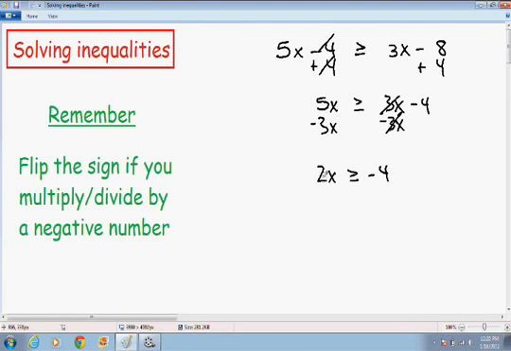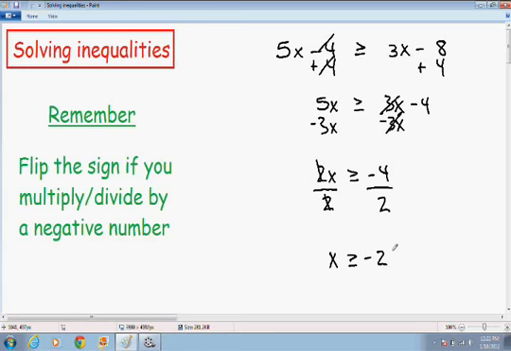Now in order to solve for x, we need to get x by itself. Notice how this 2 is still attached to the x. It's not quite by itself yet. Since we're multiplying the x by the 2, in order to get rid of that 2, I'm going to divide both sides by 2. On the left-hand side, the 2's cancel out, and we get x by itself. Since we divided by a positive 2, the sign stays the same, greater than or equal to, and negative 4 divided by 2 is negative 2. So this is our final answer: x is greater than or equal to negative 2.